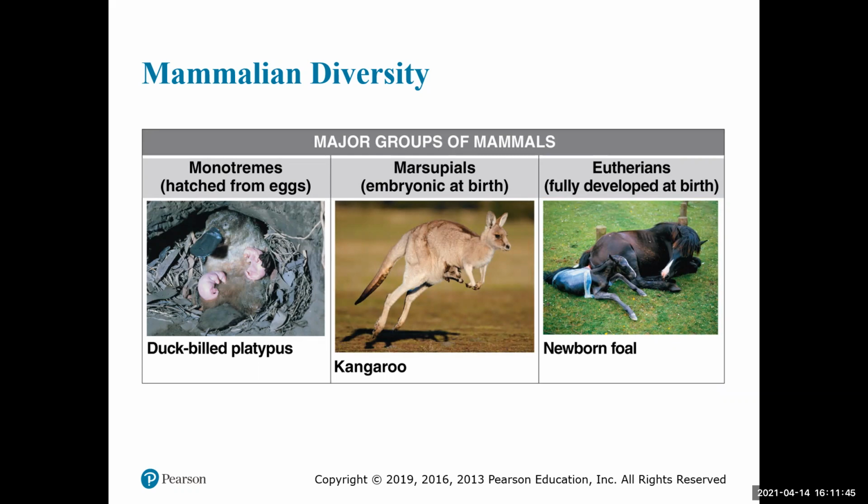You have a kangaroo, which is the marsupial. So they're embryonic at birth. They grow and develop in that pouch. And then you have a fully developed organism in eutherians that develop completely internally within their mother. And whenever they're born, they're fully developed, which is different from marsupials, which develop inside the pouch, which contains the placenta.